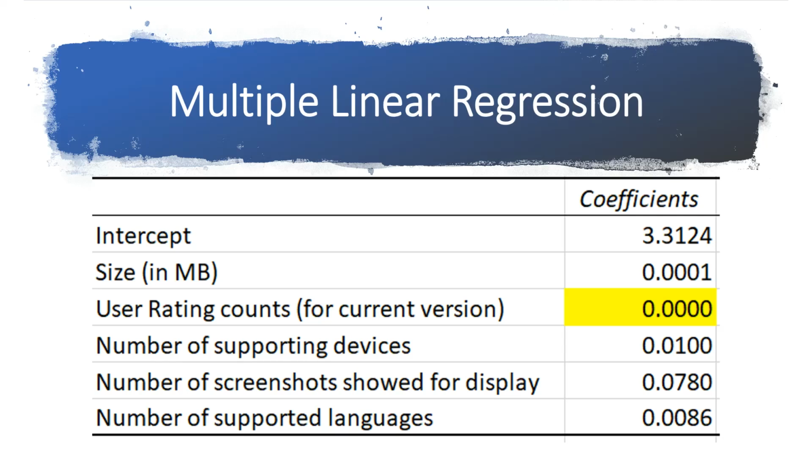The coefficient for the user rating count for the current version is 0, which means this variable has no statistical relationship with our label, the average user rating value for the current version. The highest coefficient is the number of screenshots shown for display, which is 0.078. That means when the number of screenshots shown for display increases by 1, the label, the average user rating value for the current version, will increase accordingly.